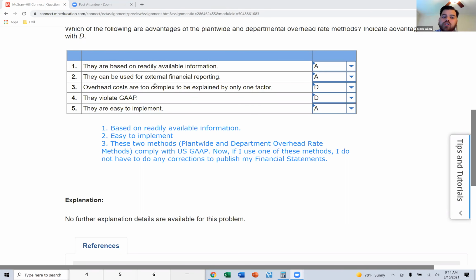Now, I'm not sure why the textbook decided to write this in this way. In my opinion, if I was able to change this question, it would say these methods comply with US GAAP, and that would be an advantage. But the way the book has written this, you have to go with disadvantage here. And I want to make sure we're very clear on that. Sometimes I will put a question like this on the exam. It may have that same wording because that's how it is in the text, so I try to be as consistent as I can with what you've seen before. But if you see something like this, then this is the way you need to respond. So be very, very careful.